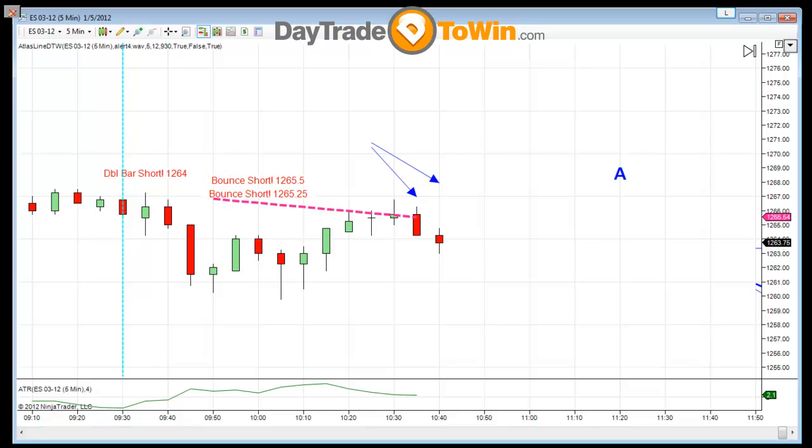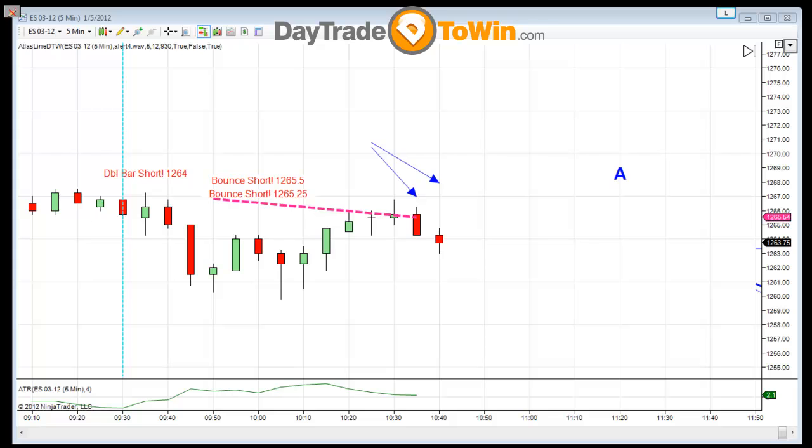Jock says here, could you go short if you have two closes above the Atlas line after you did one trade? Well, if you're above the Atlas line, and you're just using the Atlas line, the thinking is that you want to take long trades. So no, you would not go short if you're above the Atlas line, unless you're using something else to tell you to go short.